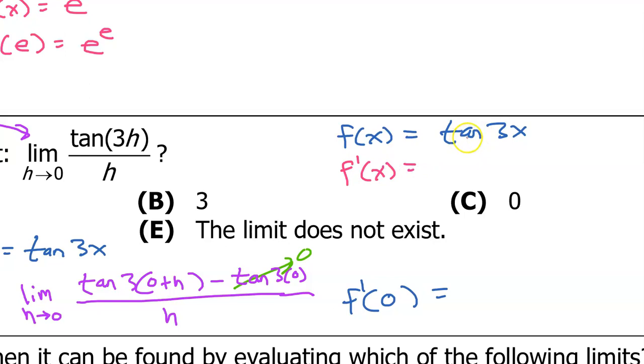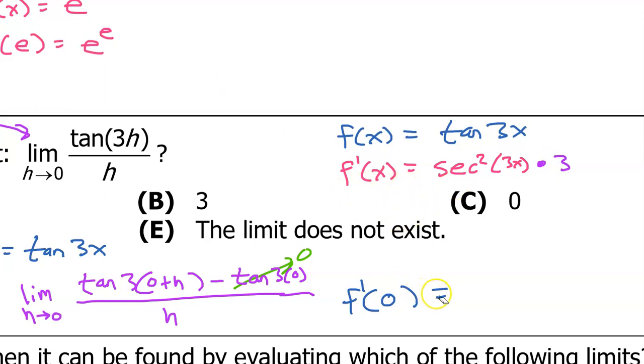We know that the derivative of tangent is secant squared. So this will be secant squared 3x. Of course, we have to do the chain rule because we have this inner function here. So we have to multiply by the derivative of 3x, which is just 3. All right, so this is f prime.